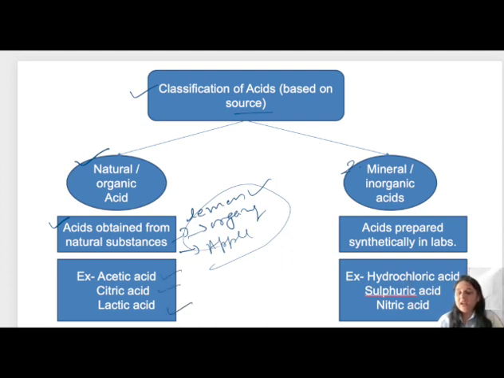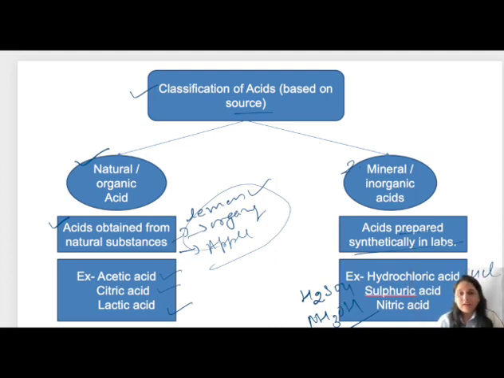But what about mineral and inorganic acids? These are acids which are prepared synthetically in the labs. Examples are hydrochloric acid (HCl), sulfuric acid (H2SO4), and nitric acid. These are synthetically prepared acids, and we call them inorganic acids. So this is all about the acids.